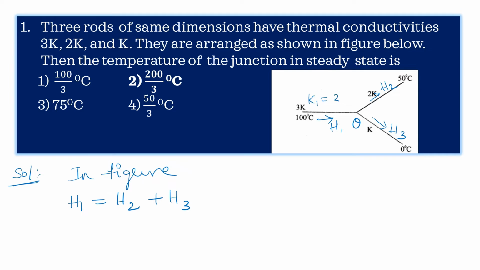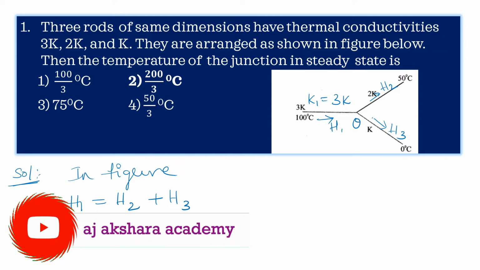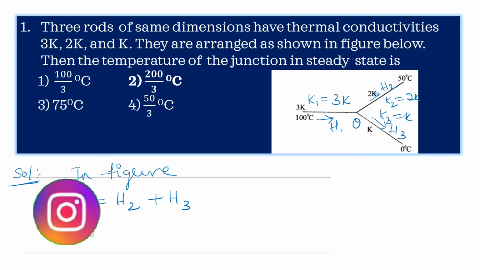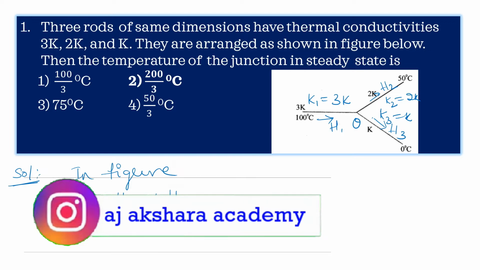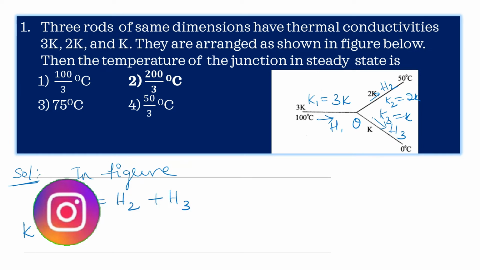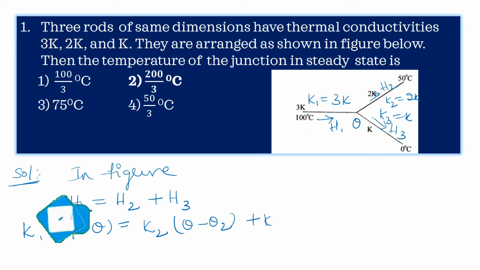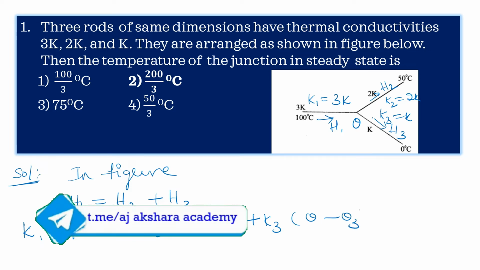Here K1 is equal to 3K. They have given the same dimensions, with thermal conductivities 3K, 2K and K. And here K2 is equal to 2K and K3 is equal to K. Now the rate of flow of heat in the first rod, that is K1 of theta1 minus theta, is equal to H2, nothing but K2 of theta minus theta2 plus K3 of theta minus theta3.